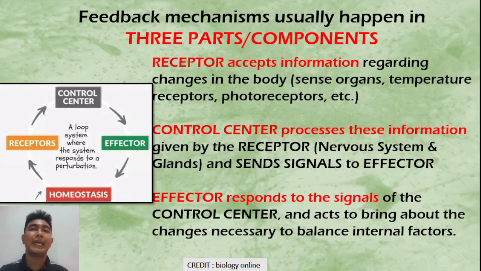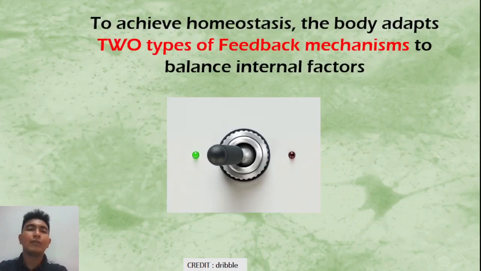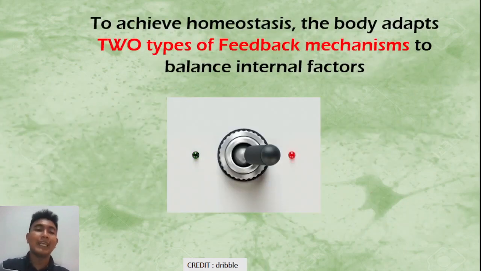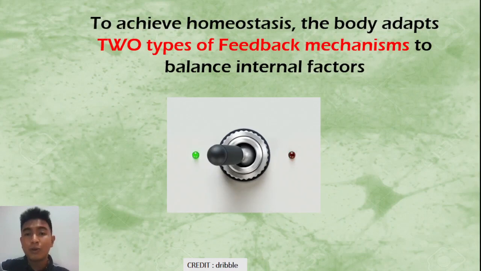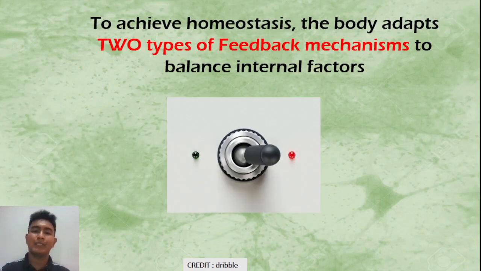Monitors, receptors, that bring about those necessary changes or outputs to balance the body. To achieve homeostasis, the body adapts through two kinds of feedback mechanisms.